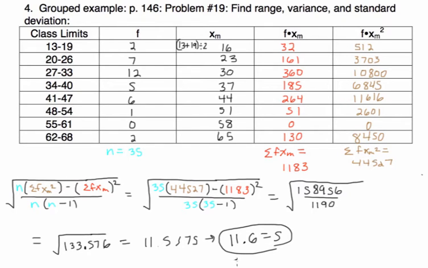My variance, square that or go backwards here, 133.6. What would you put for the range? I would just take my high number minus my low number, which would be 55.